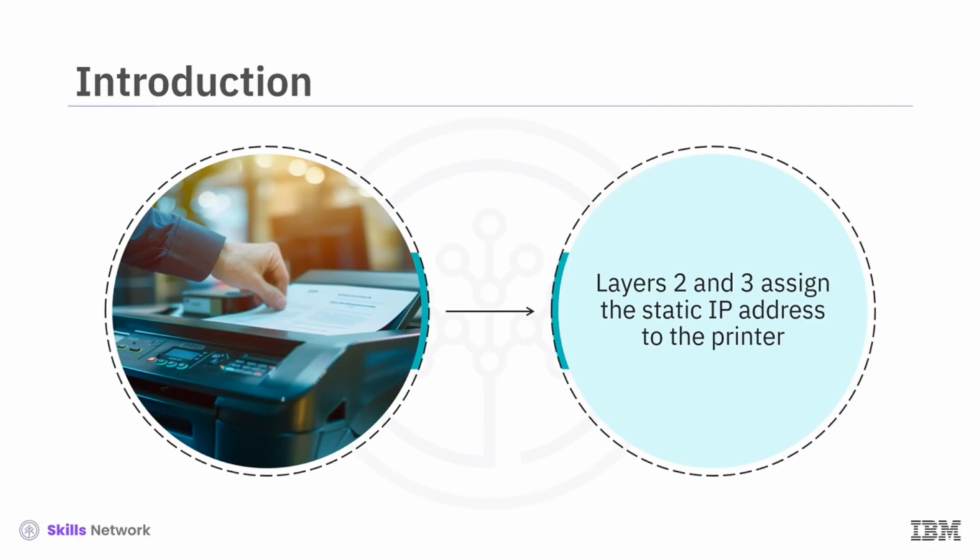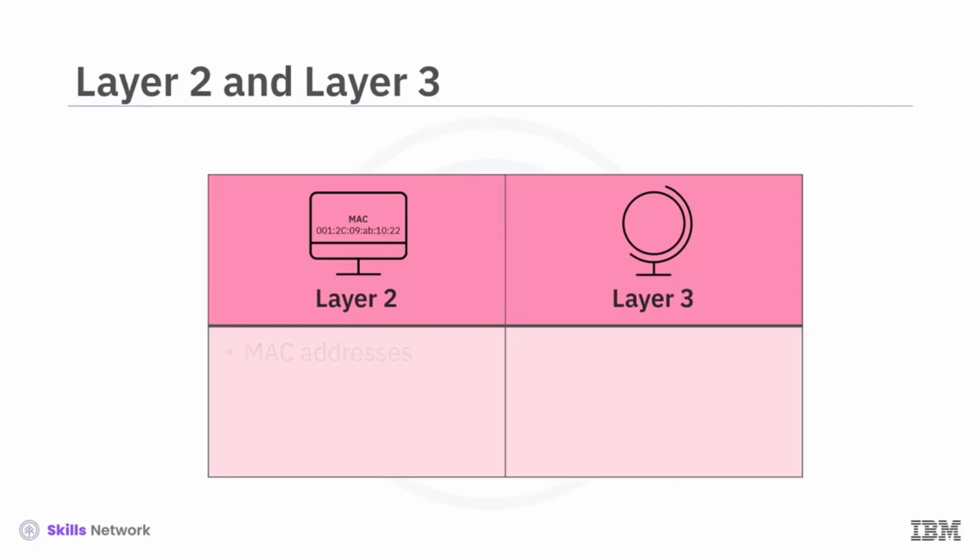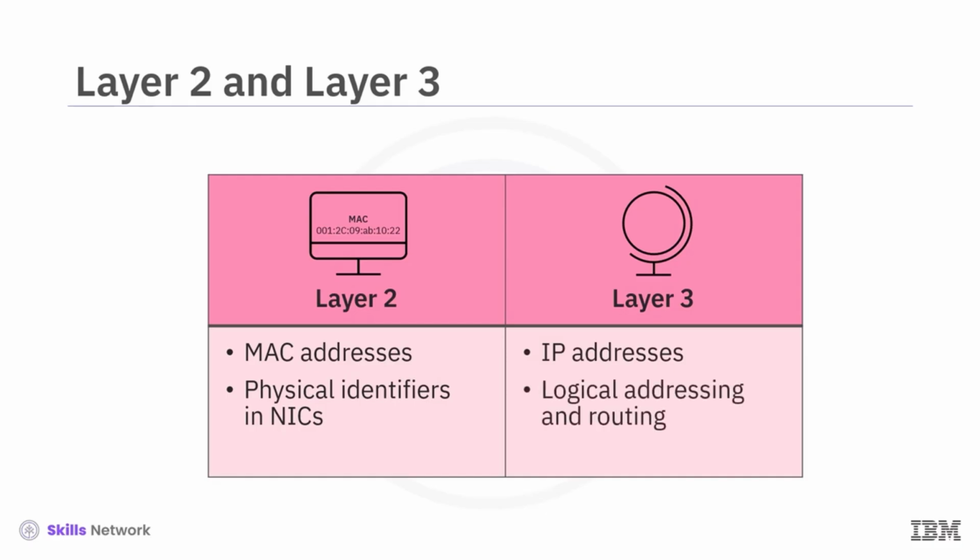Let's delve into the details of the Layer 2 and Layer 3 network. Layer 2 addresses, known as MAC addresses, are embedded in network interface cards and act as physical identifiers, facilitating communication within broadcasting domains, such as segments of a network where devices use MAC addresses to communicate. In contrast, Layer 3 addresses, or IP addresses, are used for logical addressing and routing data packets across different networks, ensuring effective data transmission between these segments.